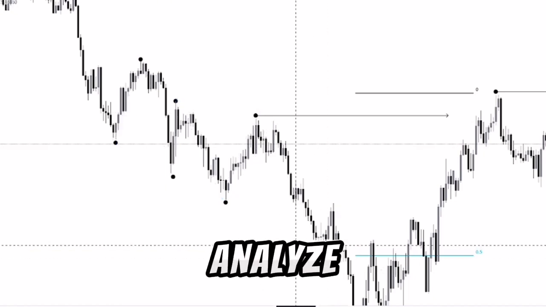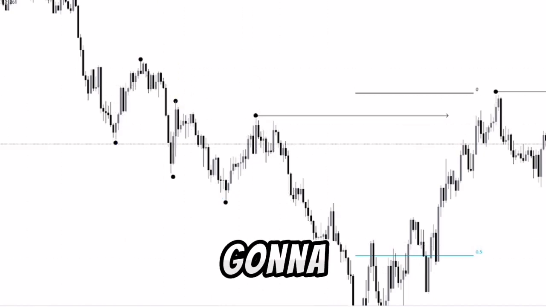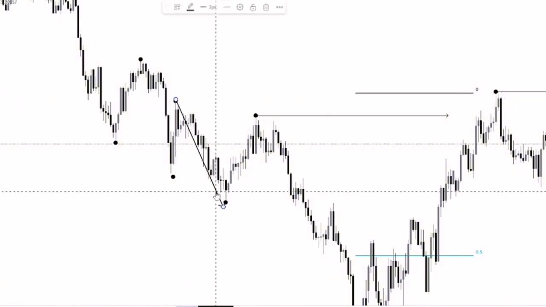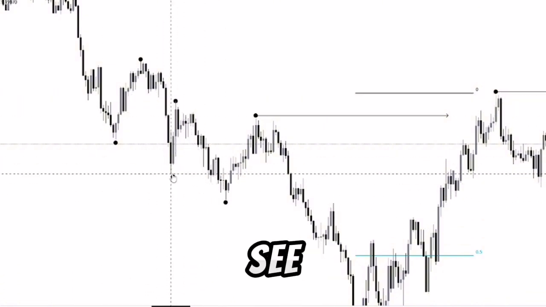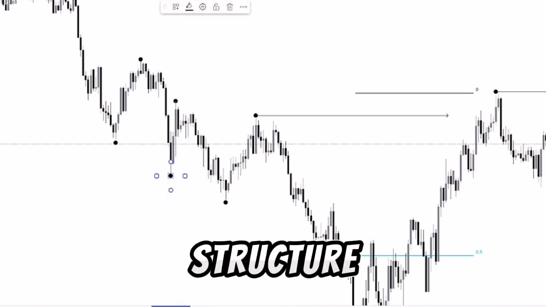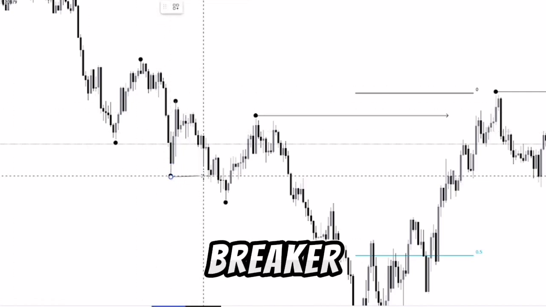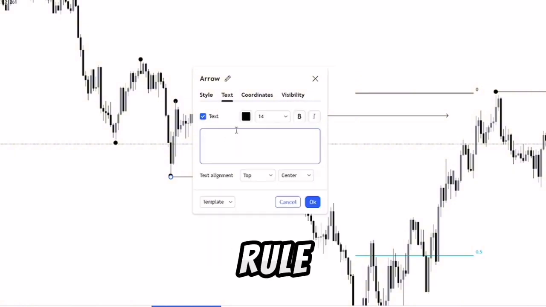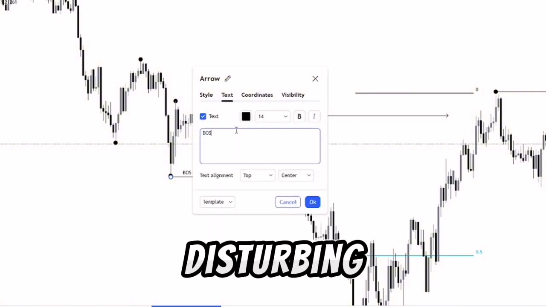Now we're going to analyze one structural price range, from this high down to this low. First thing we see very clearly using the black dots is a breaker structure. We see a BOS over here, break of structure, meaning BOS. The first rule is established just over here: BOS.